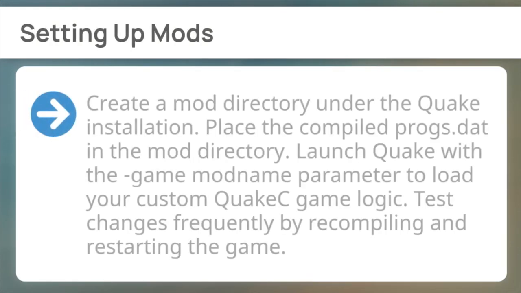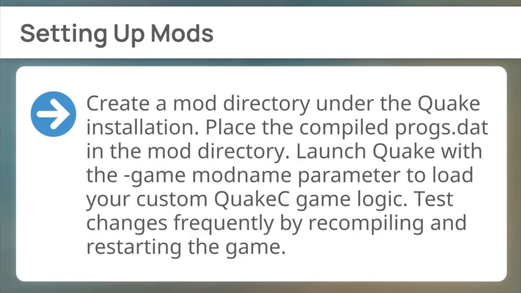Finally, setting up mods. Create a mod directory under the Quake installation. Place the compiled progs.dat in the mod directory. Launch Quake with the game mod name parameter to load your custom QuakeC game logic. Test changes frequently by recompiling and restarting the game.